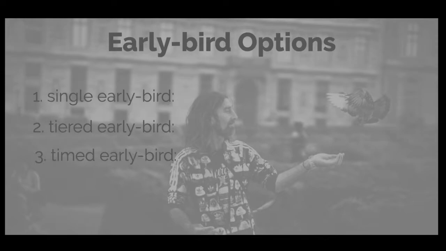A tiered is, hey, we've only got this amount. We've got 20 copies of the book at $50. We've got 10 copies at $40, whatever it might be.